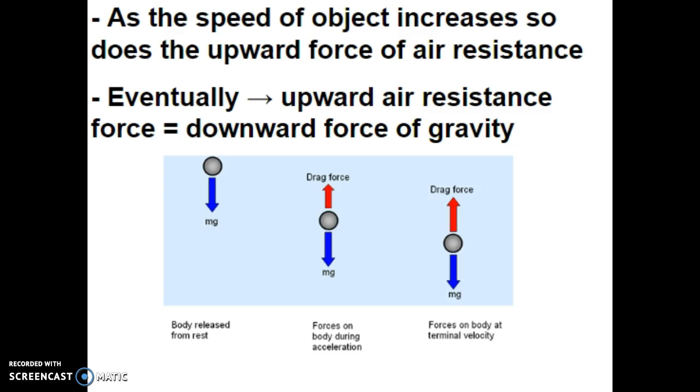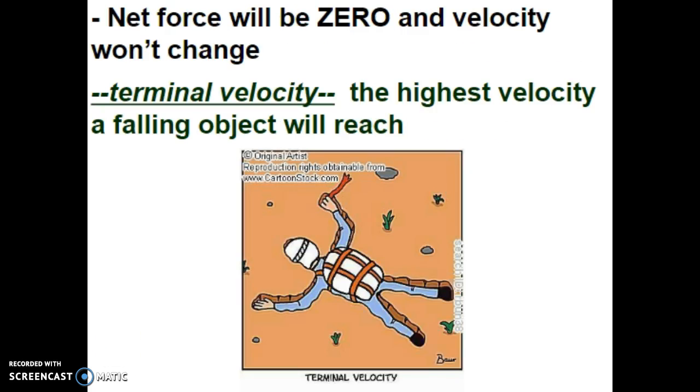So that object is still falling, but it's not falling any faster. It's not accelerating as it falls. So when air resistance and gravity are equal, that net force is 0. So the velocity of that object will not change. It will continue to fall, but it won't speed up or slow down as it's doing so.